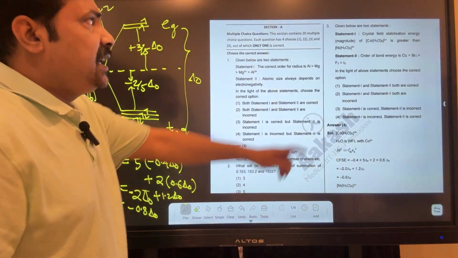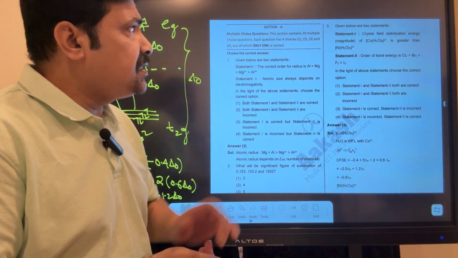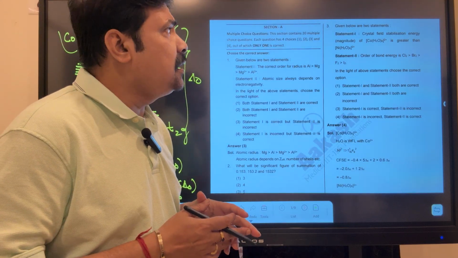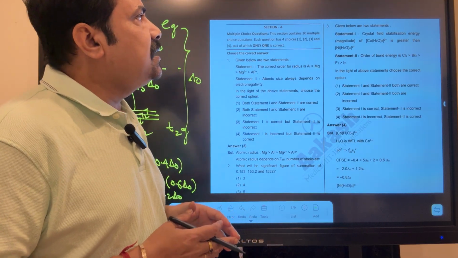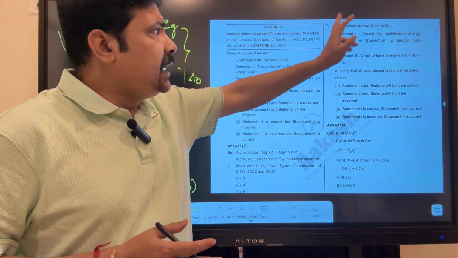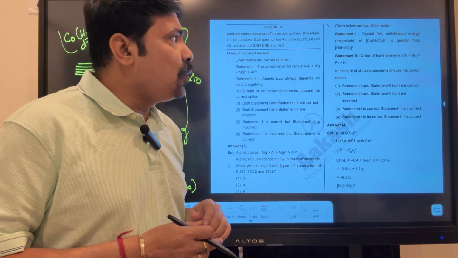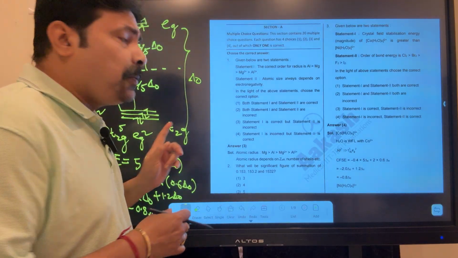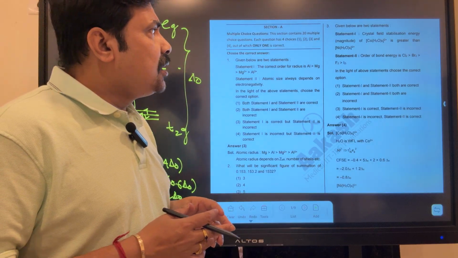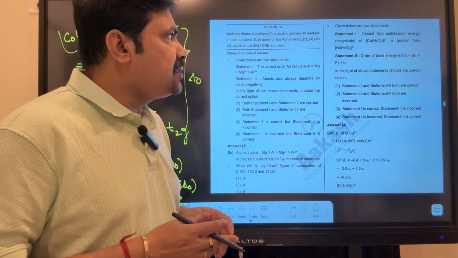That means the CFSE is greater in the case of [Ni(H2O)6]2+, so it has more stability compared to [Co(H2O)6]2+. But here they are saying the crystal field stabilization energy of [Co(H2O)6]2+ is greater. This is the wrong statement. [Ni(H2O)6]2+ is greater, at -1.2 delta naught, whereas [Co(H2O)6]2+ comes to -0.8 delta naught. Whereas statement 2 says the order of bond energy is chlorine greater than bromine, greater than fluorine, greater than iodine. This statement is true. Why?